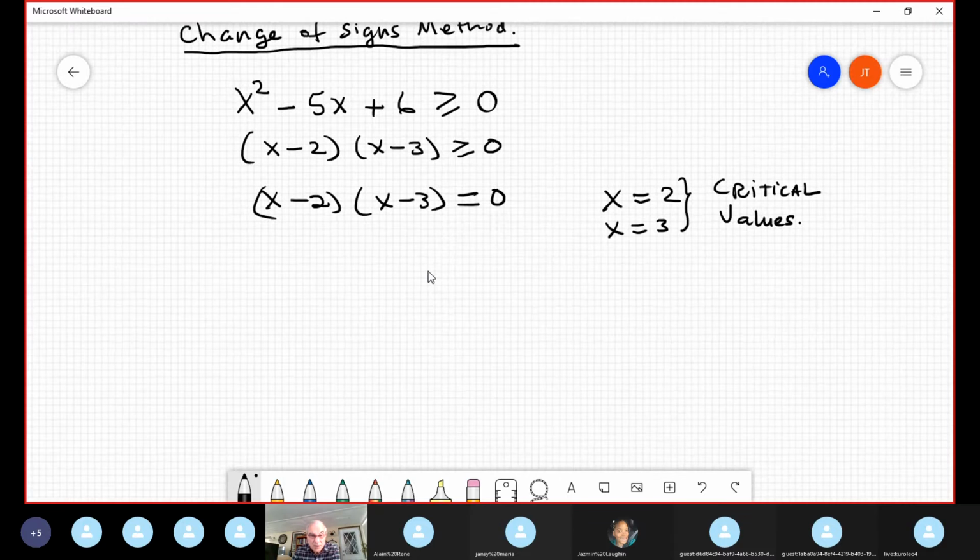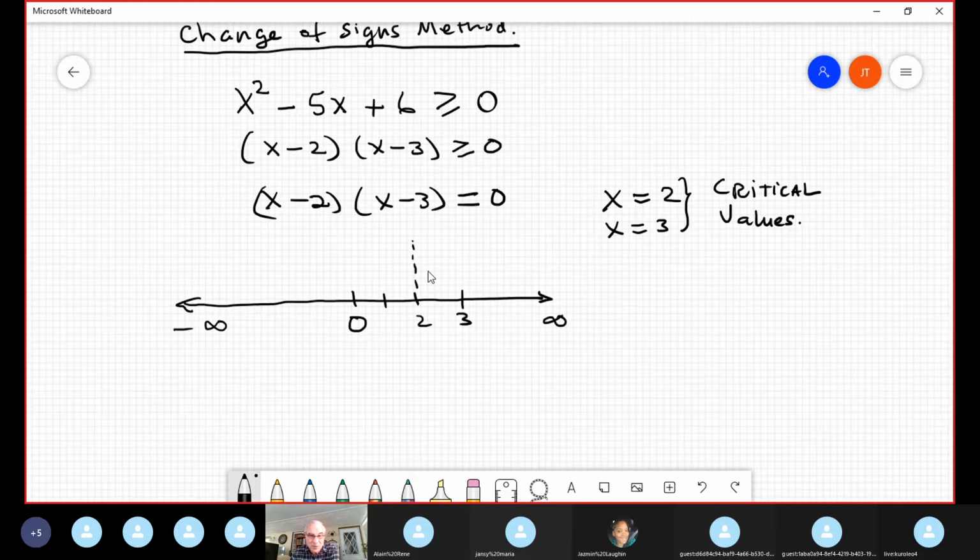But okay, either way. At that moment, I draw the real number line. For example, this is 0 in the middle, 1, 2, and 3. I create a partition of the real numbers. Basically, with two critical values you have three intervals: one interval from negative infinity to 2, one interval between 2 and 3, and one interval between 3 and infinity.